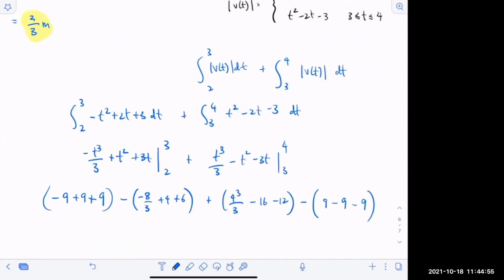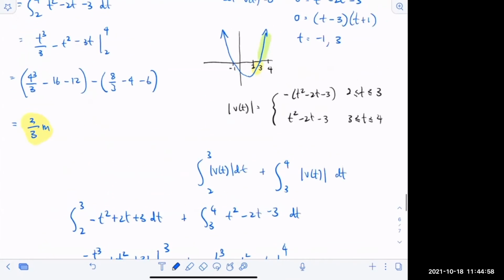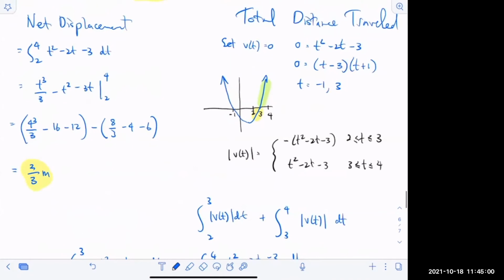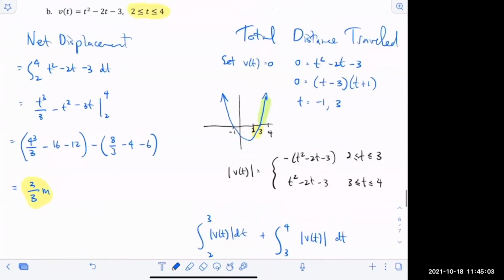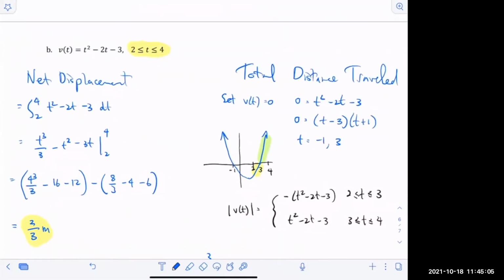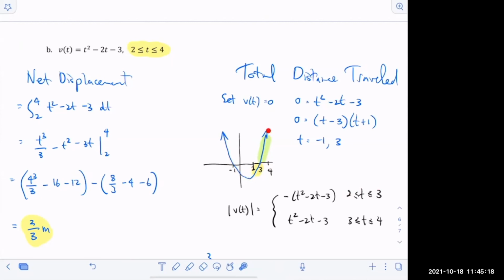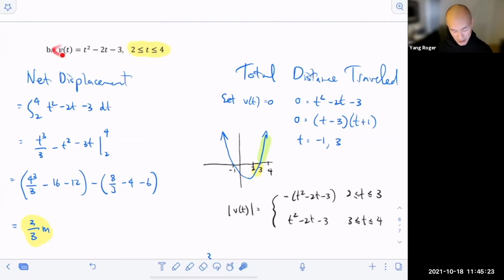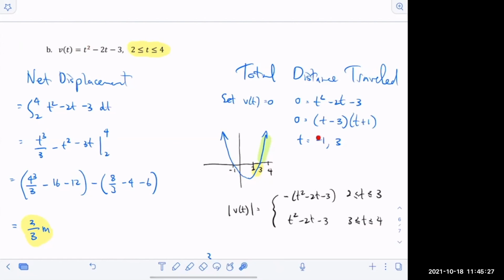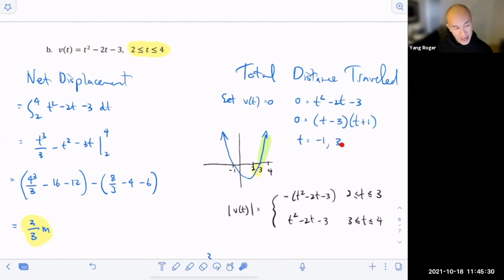If you scroll up, to get that interval 2 is less than or equal to t less than or equal to 3. How do you get that? Did you understand this picture? Not really. Do you understand that this is a parabola? Yeah. Do you understand that it opens upwards? Yeah. Do you understand that the intersection points are -1 and 3?